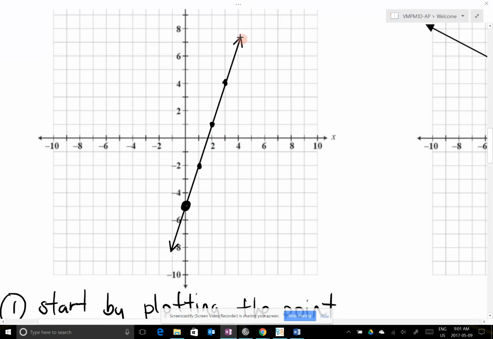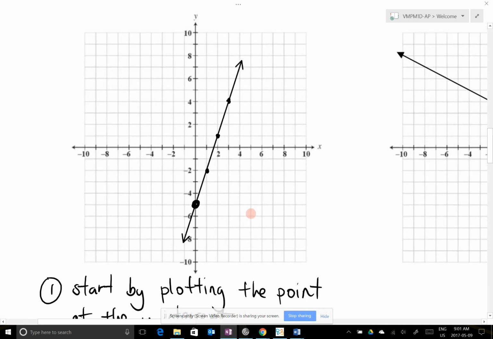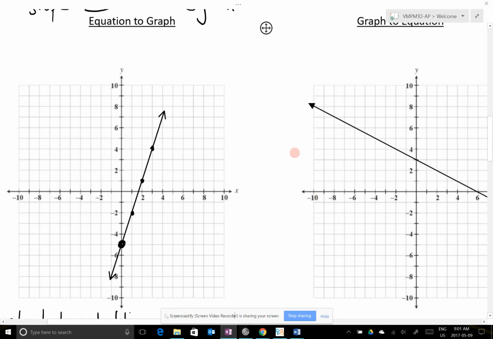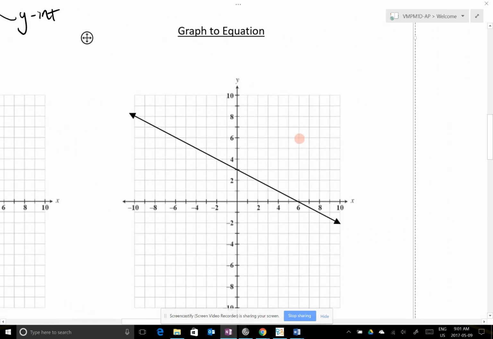And we can extend our line to continue showing that there's a linear relation here. Okay, and I just put arrows on both ends to show that the line continues in both directions. All right, so that's going from an equation to a graph. What about a graph to an equation?